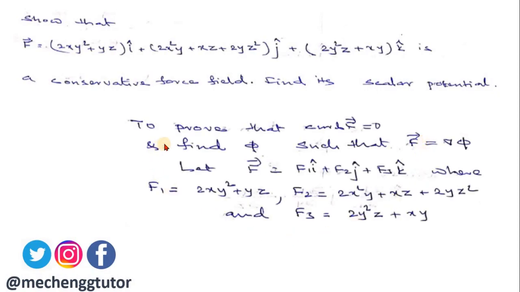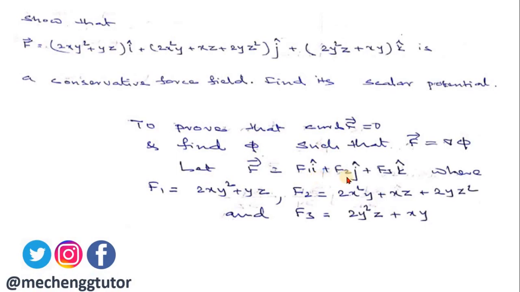So I just explained here, to prove that it is a conservative force field, it is just another name. You just have to prove that it is irrotational, or curl F bar is 0. And the second part of this problem is, find its scalar potential, meaning find phi such that F bar is equal to del phi. So the first part we shall prove.